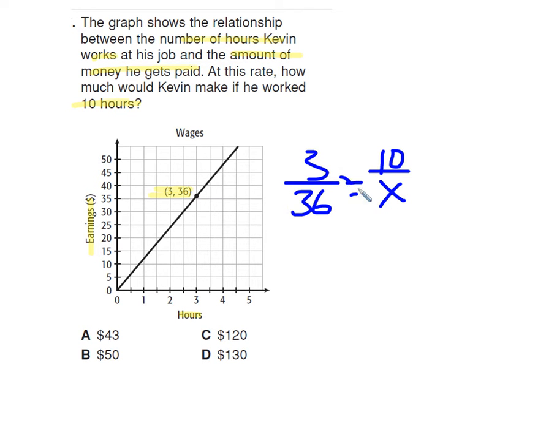So cross products, 3x. 36 times 10 is 360. 3 times x equals 360. How do I isolate the x? 3 times what is 360? Or I could say divide each side by 3. 360 divided by 3. Don't even need a calculator.